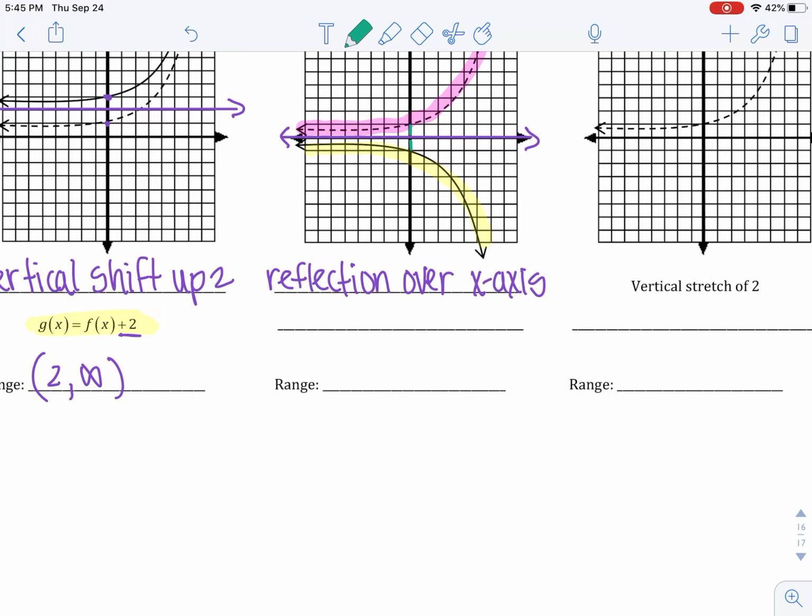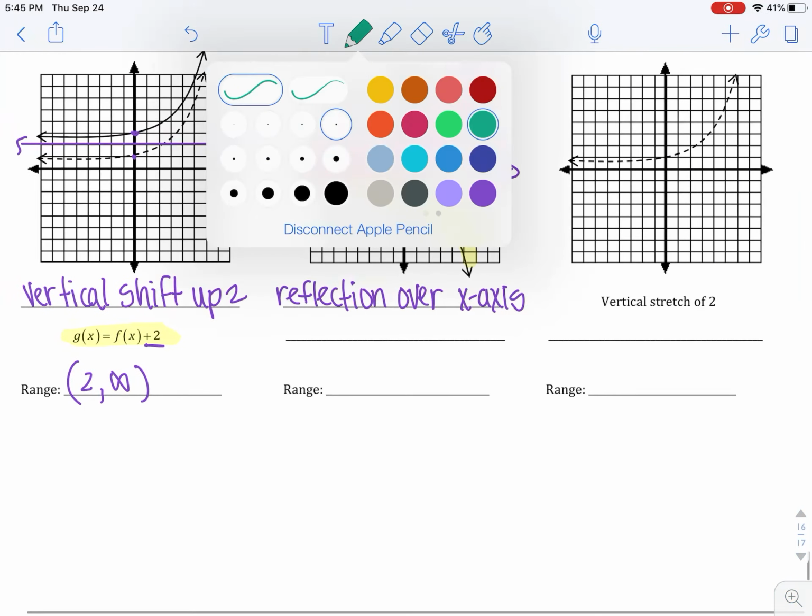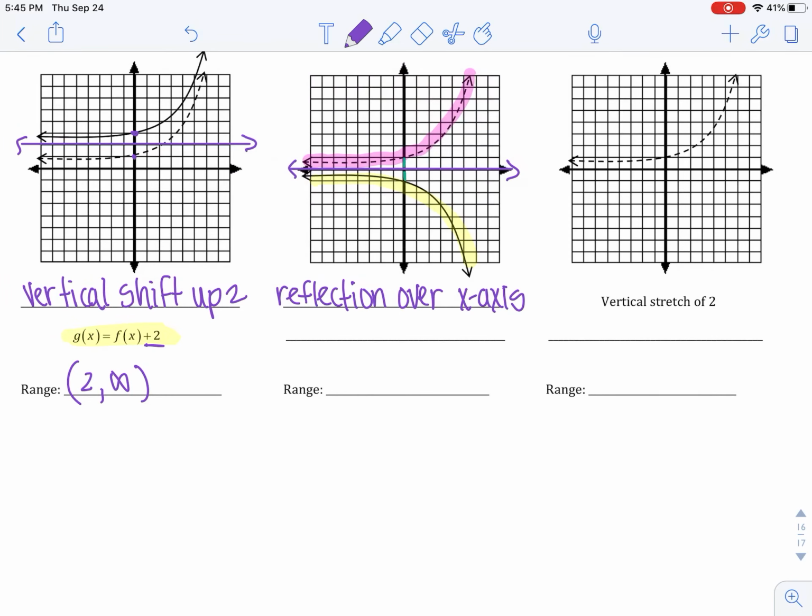And now my range. So we're looking at the yellow curve, and looking at the yellow curve, I have everything below, right? So below represents negative infinity, arrow pointing down, and the highest point is that asymptote line, which is 0.